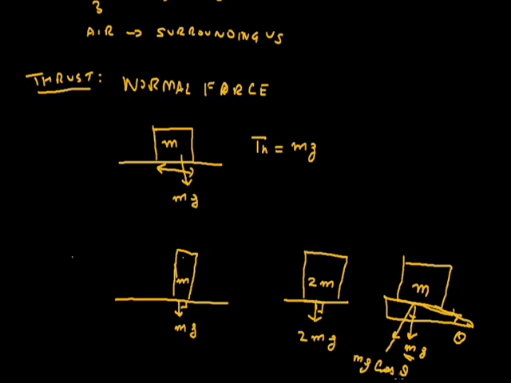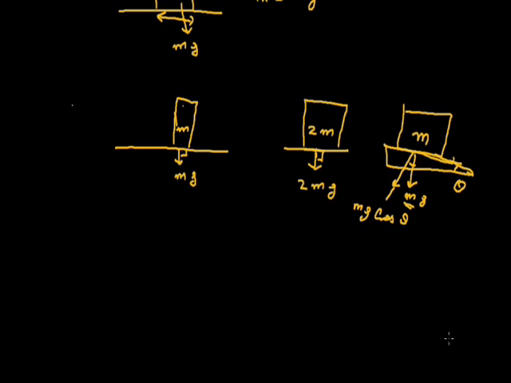You can verify that if theta becomes 0, then this inclined plane becomes a horizontal plane, and then mg cos theta becomes mg. So these are the examples of thrust. Thrust is a normal force onto a surface.